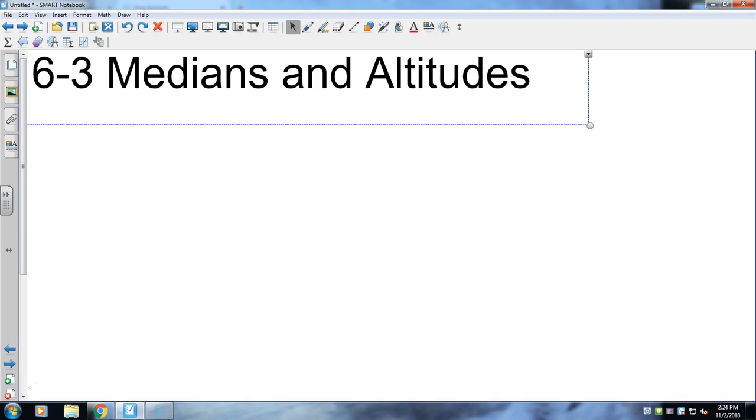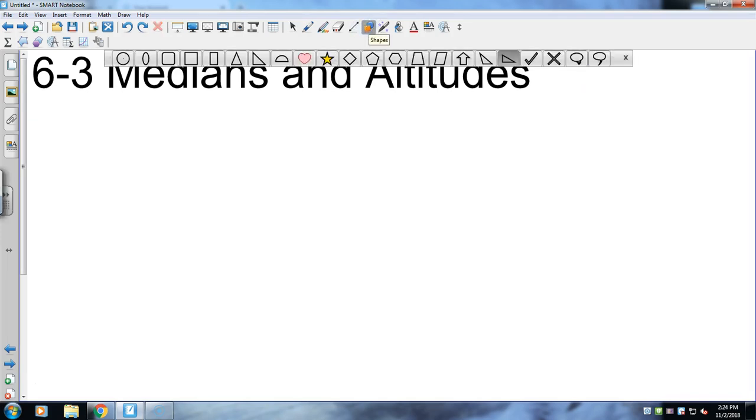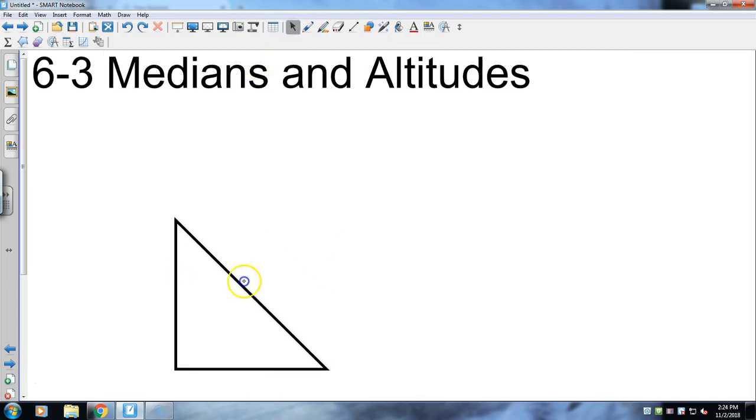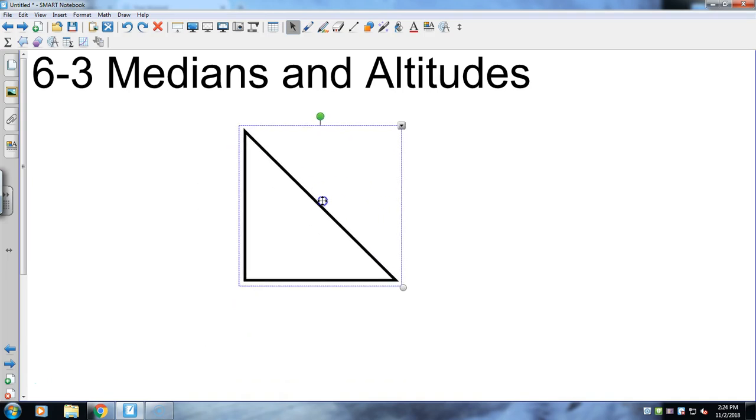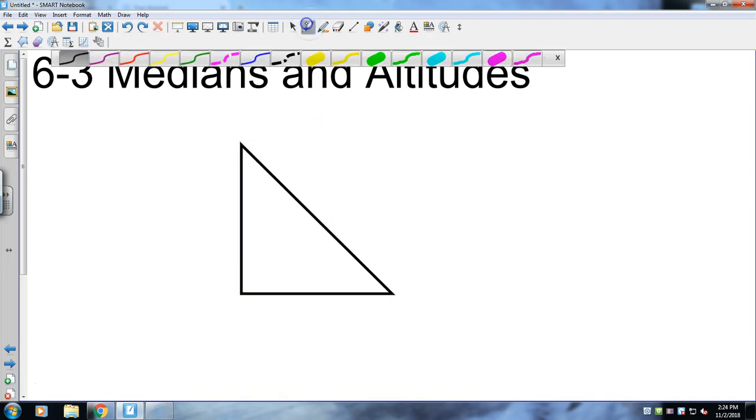And the triangle median, let's say that I have this triangle here. Let me move it up a little bit. And I'm going to go ahead and label it. What we want to do first is find the midpoint of each side. So again, we're going to have a little human error here. We'll see how it works out.